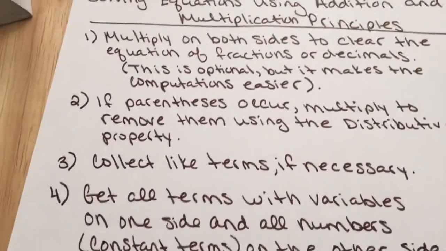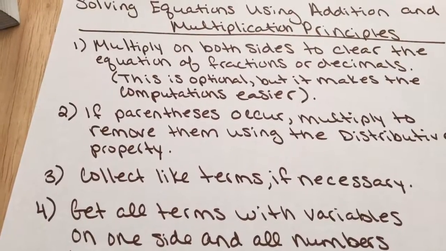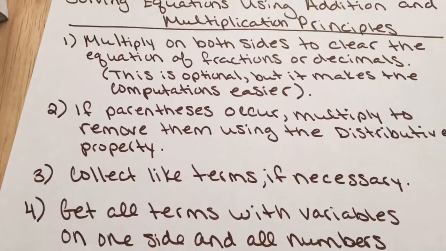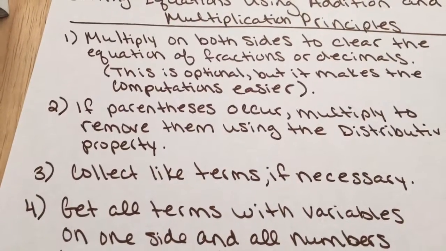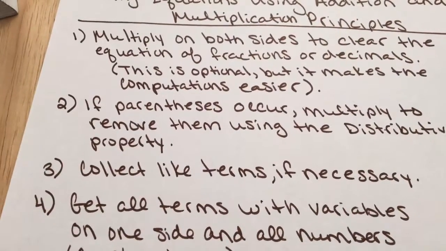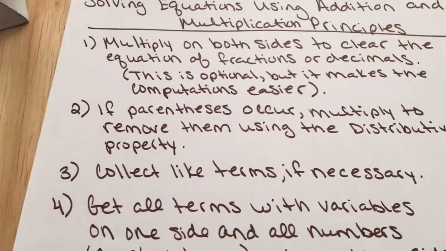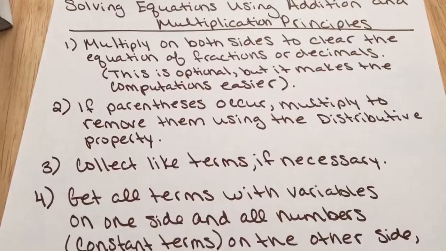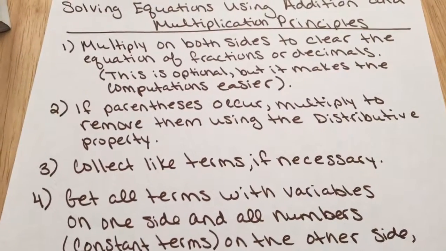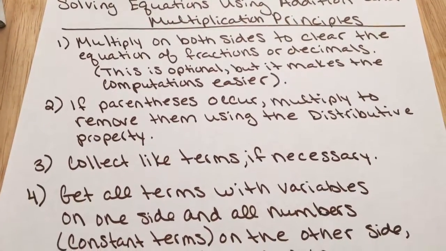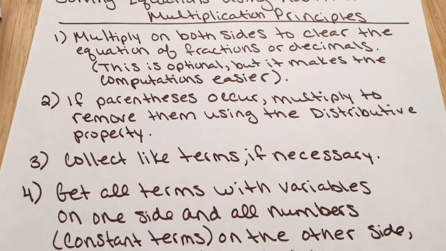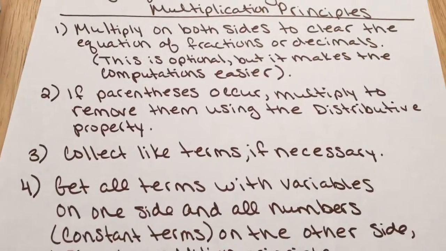So step one, it tells us to multiply on both sides to clear equations of fractions or decimals. It's optional, but it makes the computations easier. We can always work with fractions. We're going to see that today. Step 2 tells us if parentheses occur, multiply to remove them using the distributive property. We saw that when we were simplifying expressions, so it's going to be the same thing here.